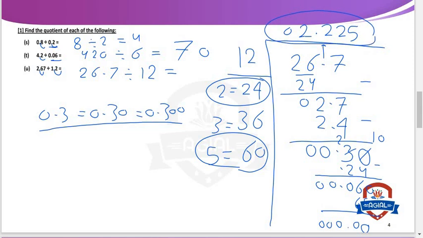Is this easy? Do you understand it well? You can put 0 after the decimal point. I hope all of you understand how to solve this problem. But at first, before we divide by a decimal, the divisor must be a whole number. Okay? The divisor must be a whole number.